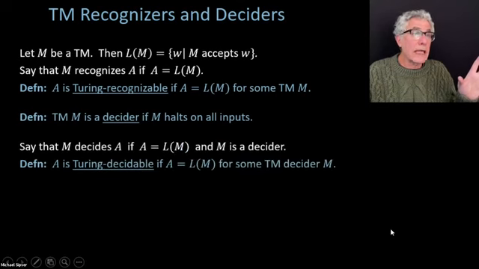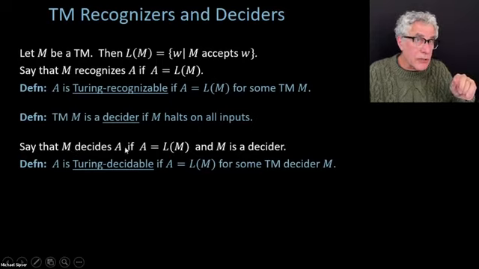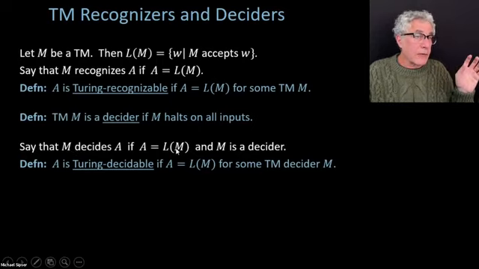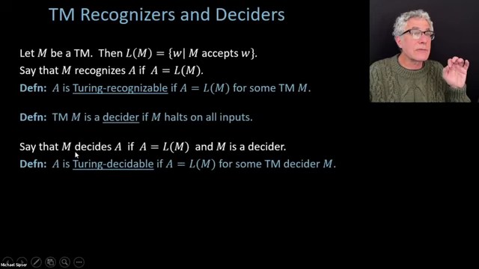And now we're going to say a language, so we will say that the machine decides a language if it's the language of the machine, so the collection of accepted strings, and the machine is a decider. So we'll say that instead of just recognizes the language, we'll say that it decides the language.